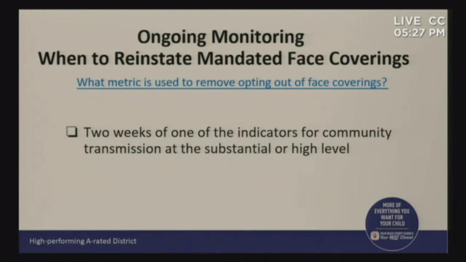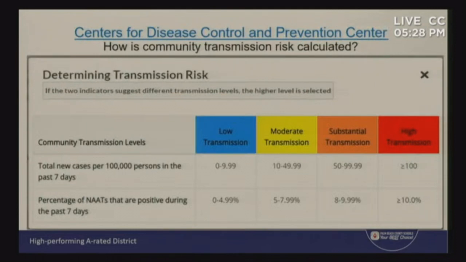What we would use is 2 weeks of one of the indicators for the community transmission at the substantial or high level. So going back to this chart here, you would see that the substantial for new cases is 50 or greater. Again, what we said earlier, it's 162 currently. And for the positivity rate, above 8%. So currently it's at 6.5, last reported by the Florida Department of Health.